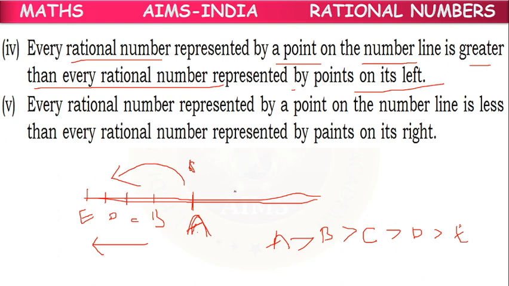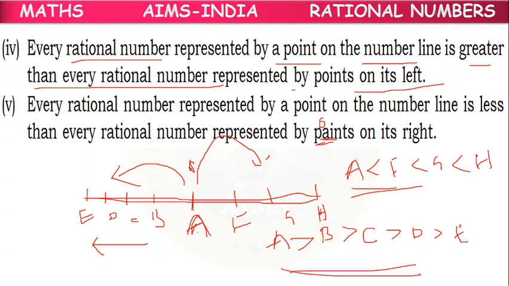And one more thing, if on the right side I have points like F, G, H, then A value will be less than the points to the right of it. Means A value is less than F. But G is here, not pencil, point. So G is to the right of F. So F is less than G. H is to the right of G. G is less than H. So like that.